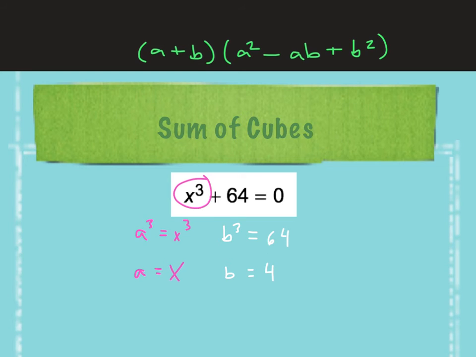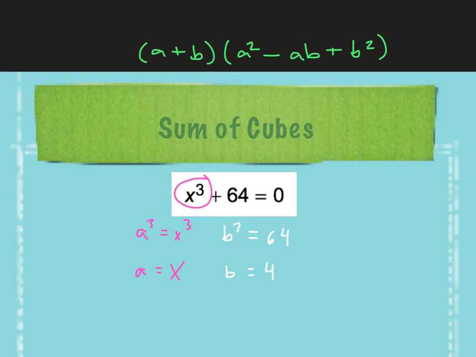Careful, because 64 is 8 squared, but we're dealing with cubes now. So 8 times 8 times 8 would be way too big. But 4 times 4 times 4 is 64. So that works. So now we just take our A and B and plug them in. So we have A plus B, so x plus 4.